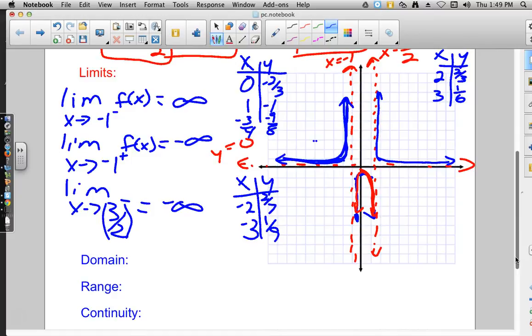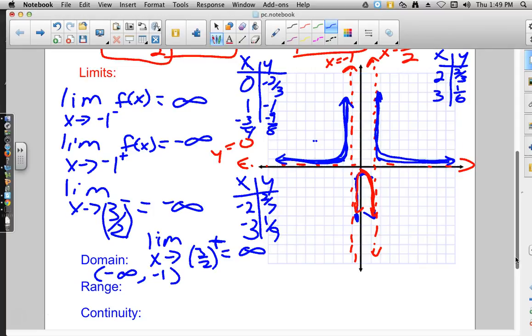And then we have our limit as x approaches 3/2 from the positive side. Well, that's this portion of the graph, and that's definitely going upward. So that's going to be our positive infinity. All right, our domain. We have a couple of asymptotes that we need to jump over here. So our domain will be negative infinity to -1, and then we jump over that and start up again and go to 3/2, and then we have to jump over that and start up again.